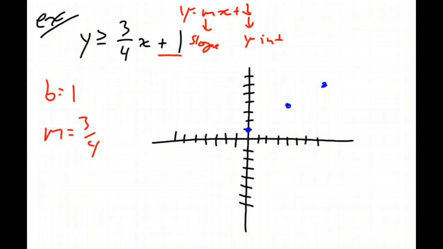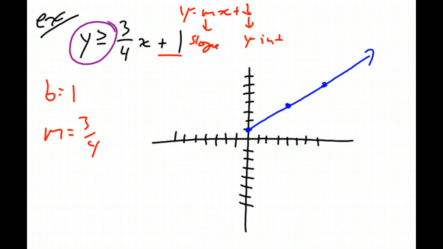Okay, now, reading your inequality. This is the only part that I read. Y is greater than or equal to. Since it's or equal to, and I have this little line under the inequality, when I draw my line, I'm actually going to make a solid line, because I can choose those points along that line.